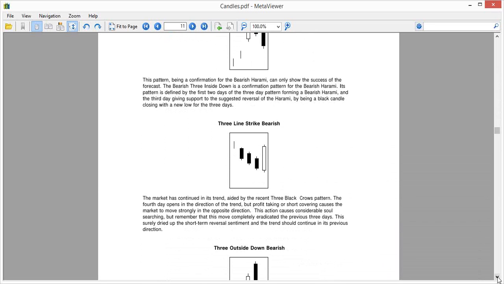The 3-line strike, bearish. The market has continued in its trend, aided by the recent 3 black crows pattern. The 4th day opens in the direction of the trend, but profit taking or short covering causes the market to move strongly in the opposite direction.